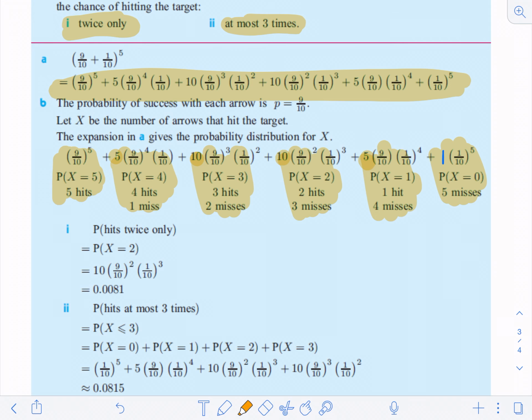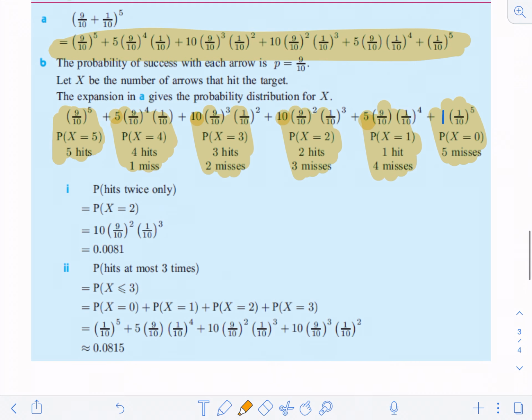So now to answer my question, what's the probability of me getting 2 hits only? Well, I'm going to look at this term right here. It's going to be 10 times 9/10 squared times 1/10 to the 3rd. And that happens to be 0.0081. That's the probability of me getting exactly 2 hits.